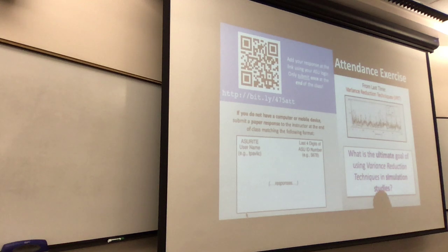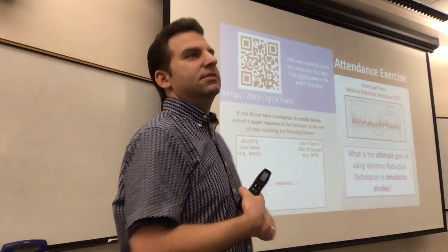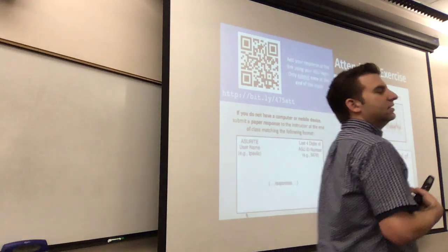If you were to look up variance reduction techniques, like common random numbers, you might find that the definition will say, oh, this method reduces variance. But they don't often say, well, why is that a good thing? That's what I want to make sure you understand: why is it a good thing to reduce variance in a simulation output?